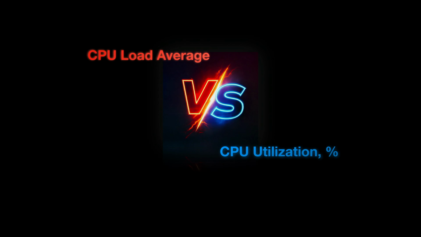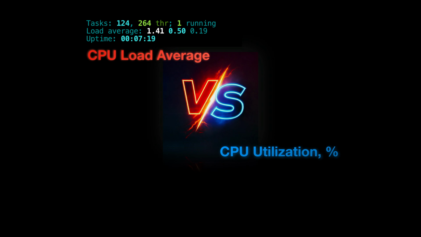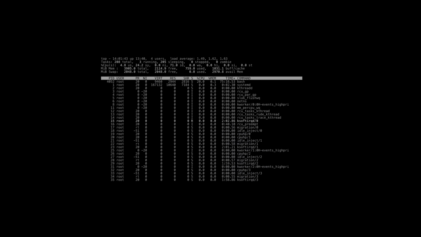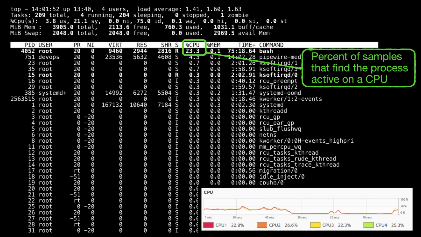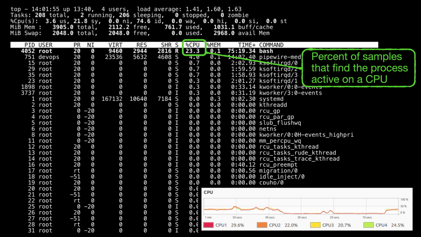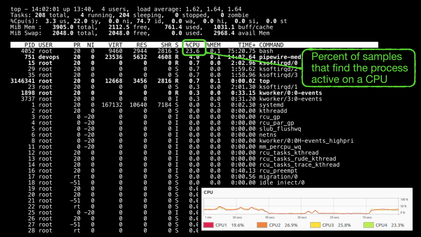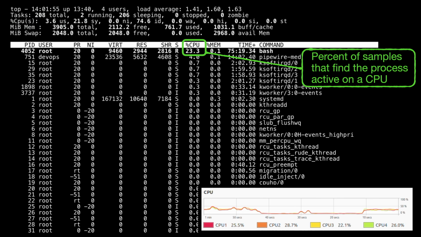How to measure CPU usage in Linux? What is CPU load average and how is it different from CPU utilization? CPU utilization shows the percentage of samples that have found the CPU was busy over the measured interval. But measuring the utilization in percents is not quite accurate.